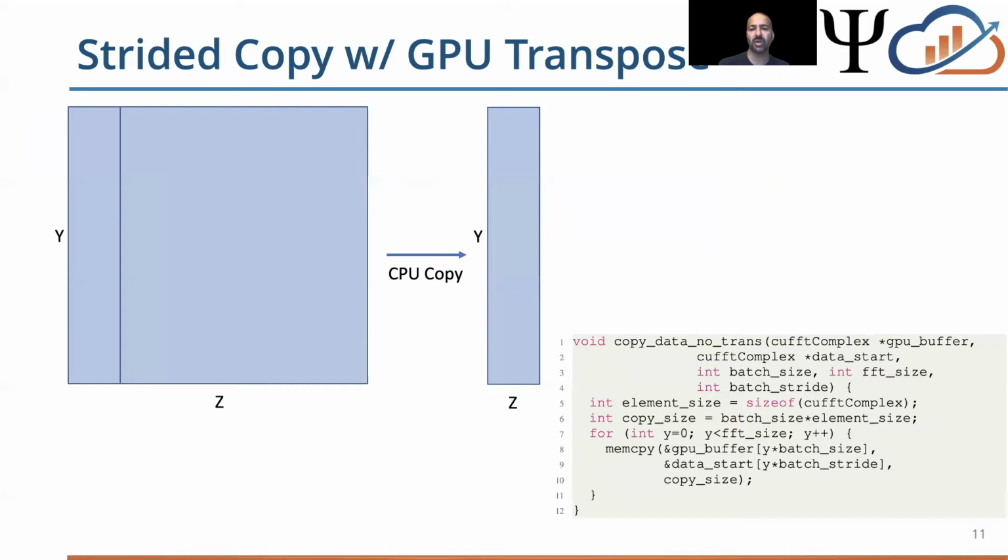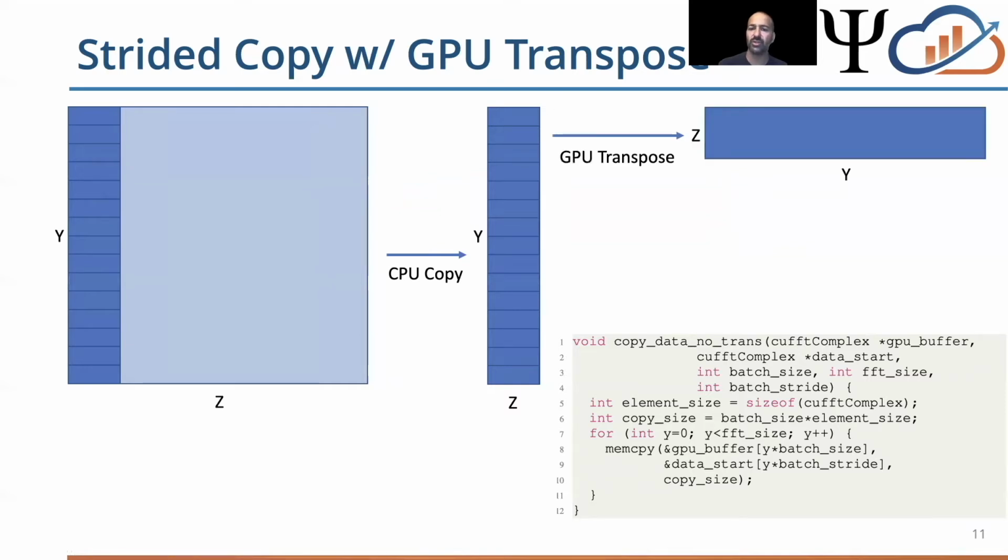Now, the next strategy is to do a strided copy with the GPU transpose. The code looks like the following. For each value of y, we're going to do a memcpy of the size of the batch from the start to the GPU buffer. So it'll look like this. We're going to send this piece here, then this piece, then this piece, then this piece, and so on. And then finally, we can transpose that on the GPU.